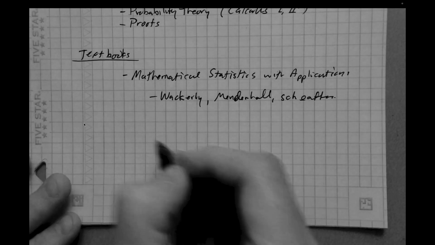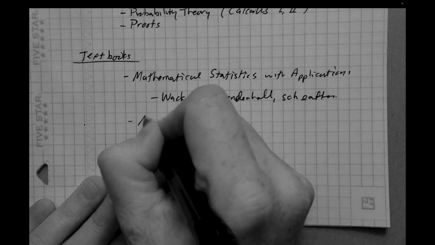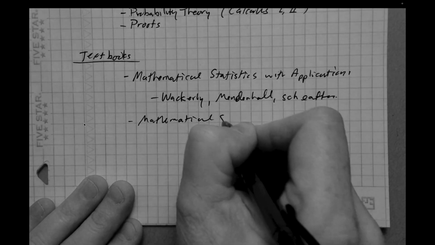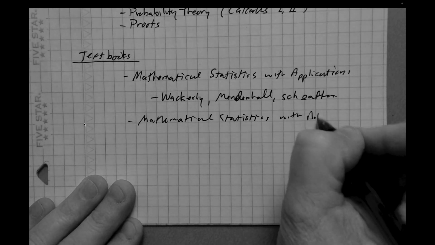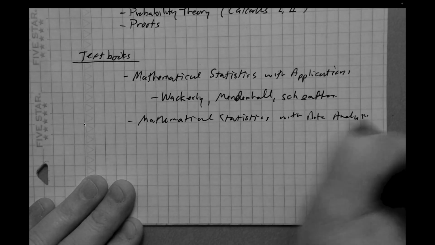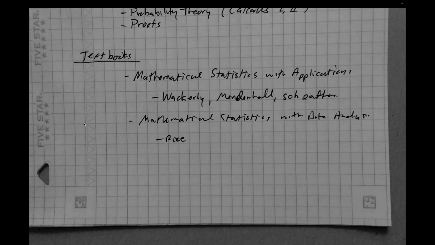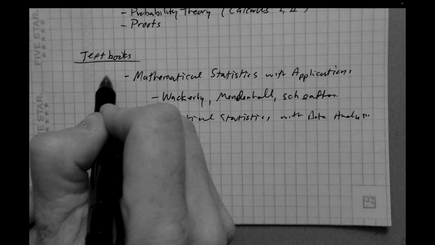I think there are some competing texts for mathematical statistics, and I'll point one out here. It's called Mathematical Statistics with Data Analysis, by Rice. I like this textbook a lot for mathematical stats. They're all very similar, to be honest. Let me just be clear, they're all very similar. They're all reading each other's textbooks and taking notes. So I'll follow the Wackerly one very closely.